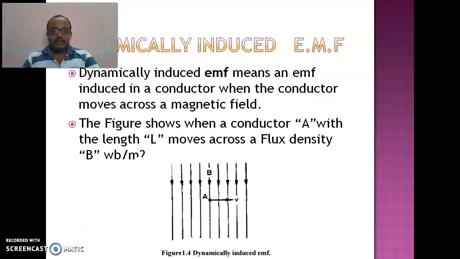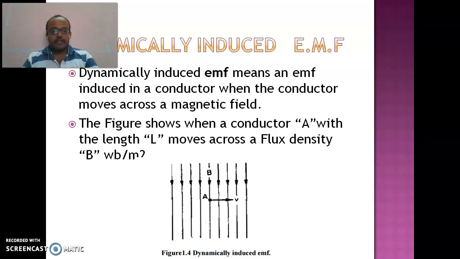Okay, in this the first topic we deal with is dynamically induced EMF. Mainly there will be two types of induced EMFs. One is statically induced EMF and the other is dynamically induced EMF. Statically induced EMF deals with transformers. Dynamically induced EMFs will be with generators and with motors.